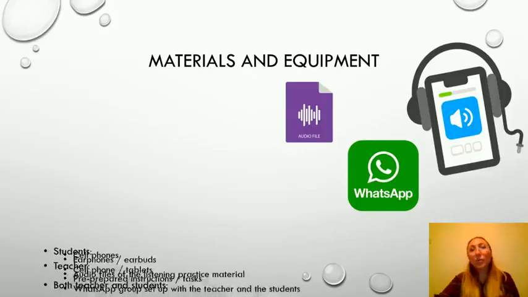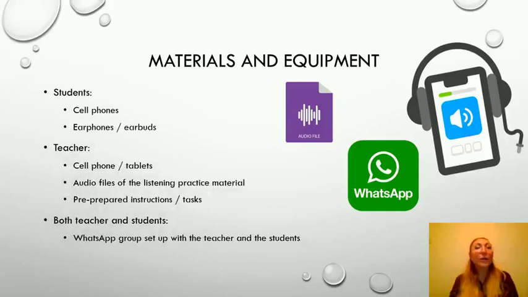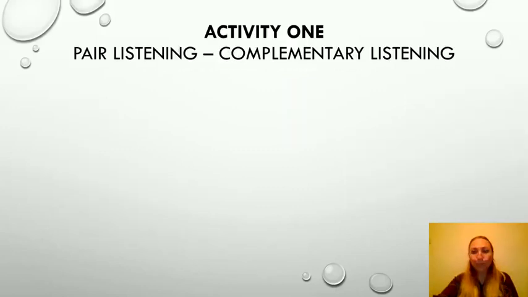The materials and equipment that we need are, well, for the students, cell phones or mobile phones, earphones or earbuds. You might have to remind them to bring them, and I'm sure all of them have them. The teacher needs a cell phone or tablet, audio files of the listening practice material, and pre-prepared instructions and tasks. This part's important: both the teacher and the students will have to have set up a WhatsApp group with both the teacher and the students beforehand.